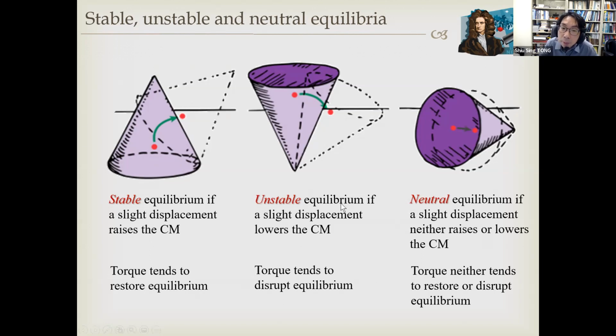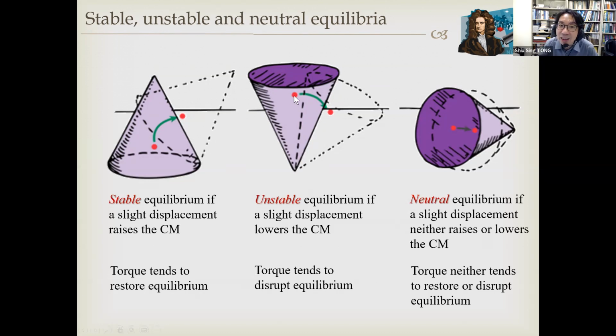Now, an unstable equilibrium will occur if you invert the cone and try to support the cone with its vertex placed on the table. That is unstable equilibrium. Why? Because when the cone is displaced slightly, the center of mass position will be lower, and that means there's a decrease in potential energy. That means the cone at its initial position has the highest potential energy, and the point where there's the highest potential energy is unstable equilibrium.